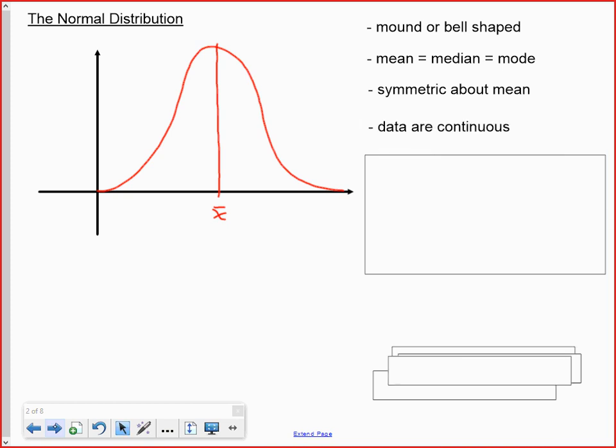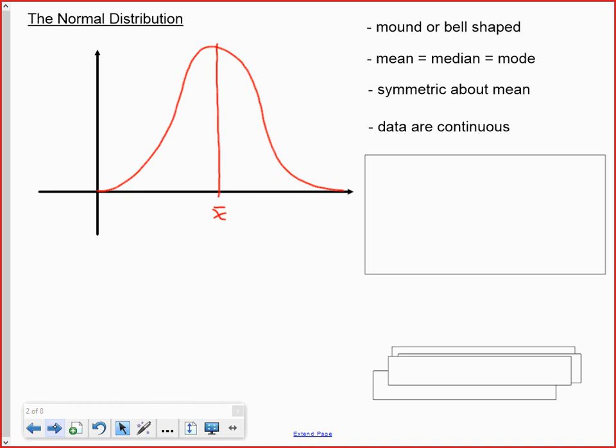Now, in this one here that I've drawn, the data are continuous. I've drawn a nice smooth curve, but we can also talk about a normal distribution where the data aren't continuous. And that's what we did back in unit 1.2, where we made those histograms. And we described the shape of the histogram as having a normal shape, even though we had individual little bars on our histogram that weren't precisely continuous.